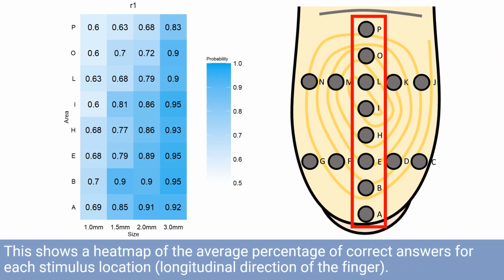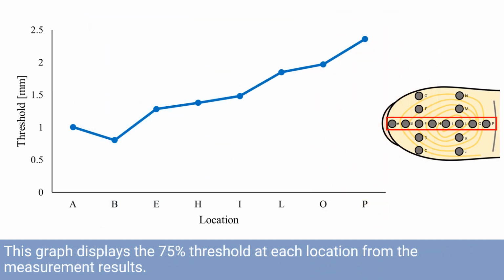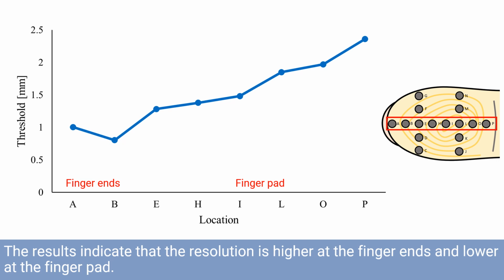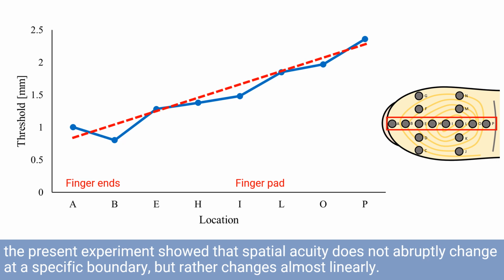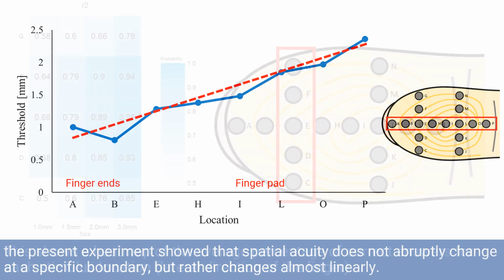This shows a heat map of the average percentage of correct answers for each stimulus, location, longitudinal direction of the finger. This graph displays the 75% threshold at each location from the measurement results. The results indicate that the resolution is higher at the finger ends and lower at the finger pad. Contrary to previous studies highlighting a distinct change in tactile acuity at the finger end and finger pad, the present experiment showed that spatial acuity does not abruptly change at a specific boundary, but rather changes almost linearly.